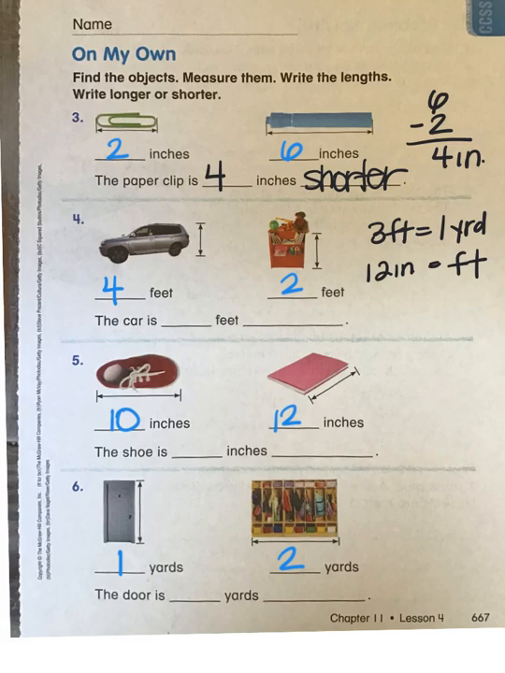The car is how many feet? Is it longer or is it shorter? We are going to say it is longer, right? Because 4 is bigger than 2. How much bigger is 4 than 2? The car, which is 4, is 2 feet longer than the shelf.